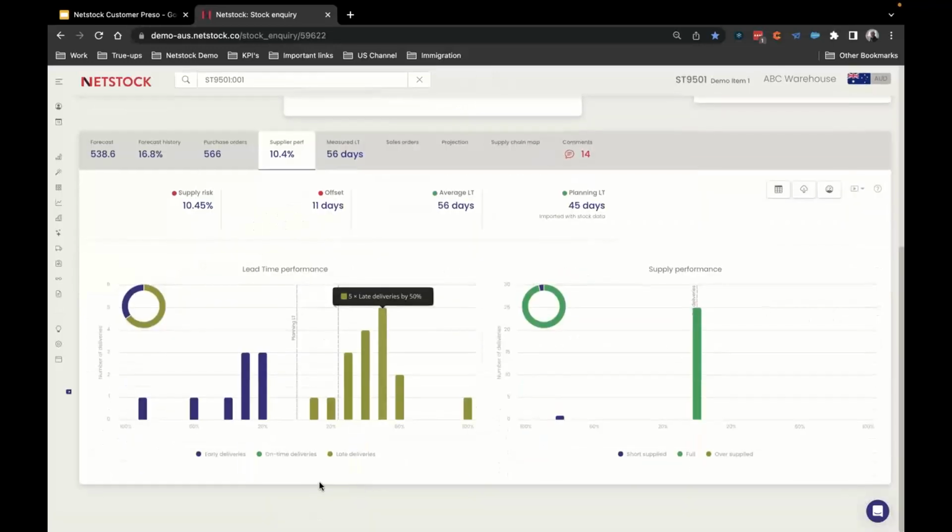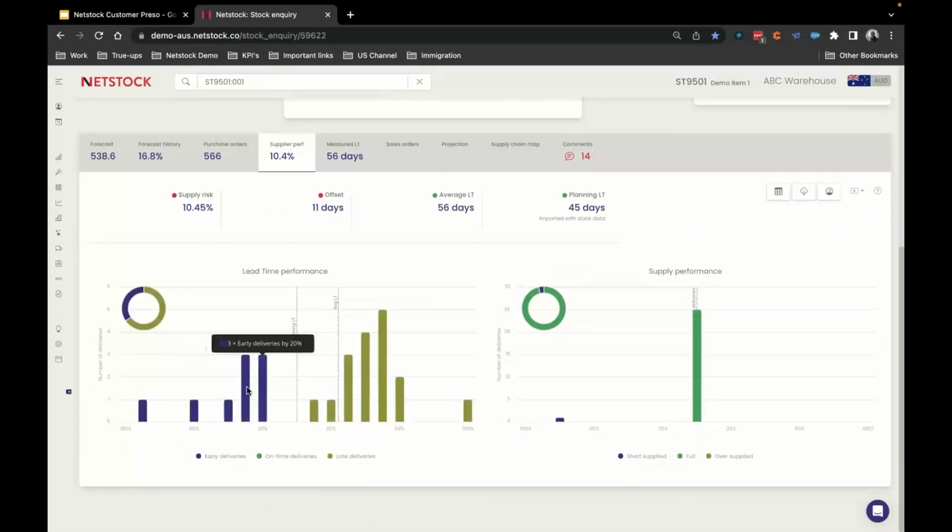If we look at the supplier performance, as I said, we're looking at your historical purchase orders, and we are analyzing that and saying that we have some early deliveries, we have some late deliveries, we had in full deliveries, we had one short supply. What is the performance of the supplier on supplying this item to you?